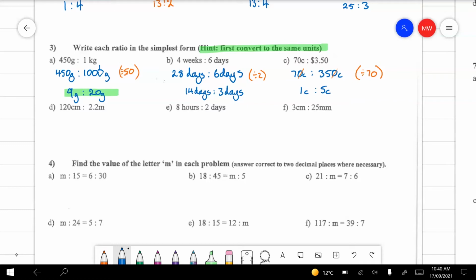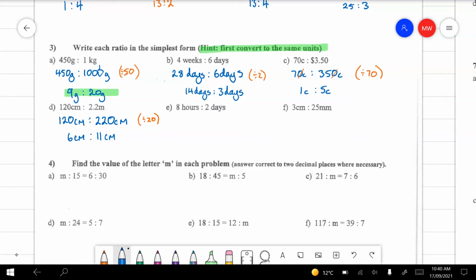Alrighty, and we've got 120 centimeters to 2.2 meters. Let's swap all of this into centimeters. 120 centimeters. Remember, the word cent means 100, okay? So there's also 100 centimeters in a meter. So we can convert those ones easily enough. And then we might divide both of those by 20 because I reckon that will work. So let's try that. Divide by 20. 20 will go into 120 6 times, and 20 will go into 220 11 times.